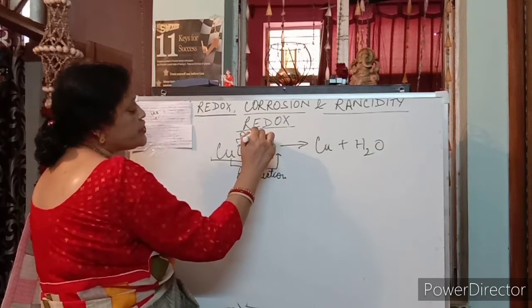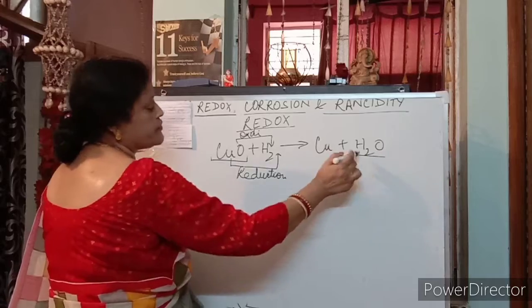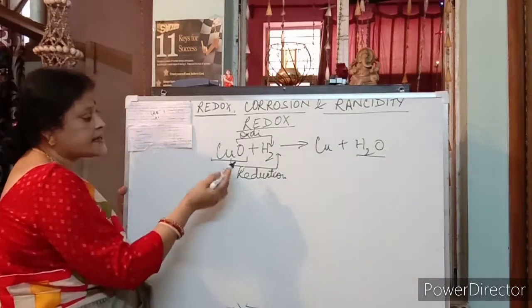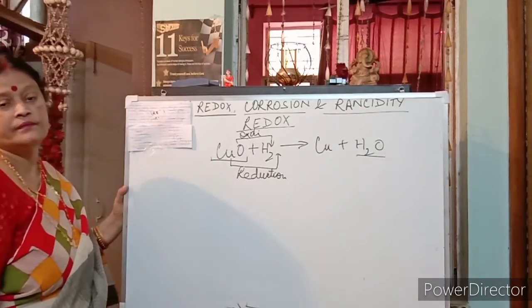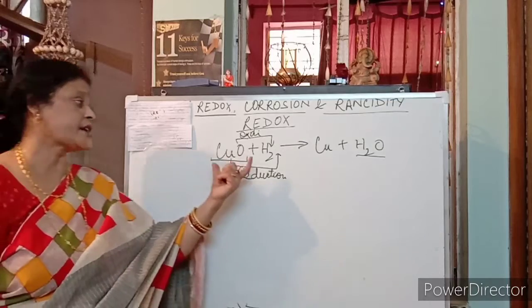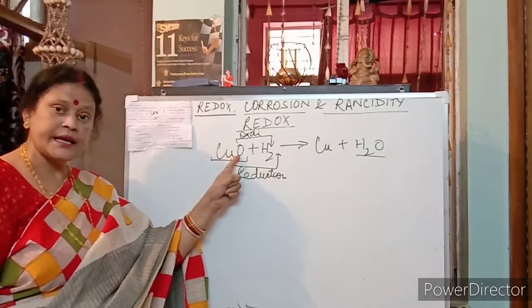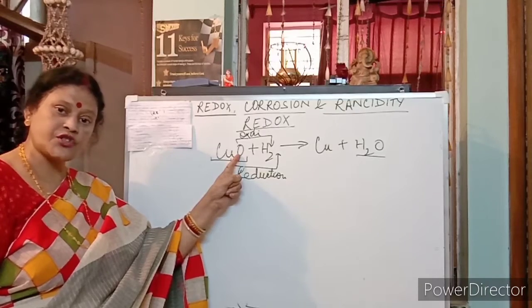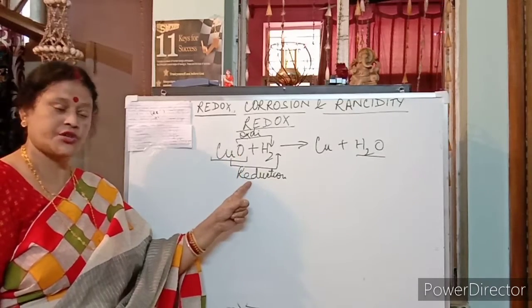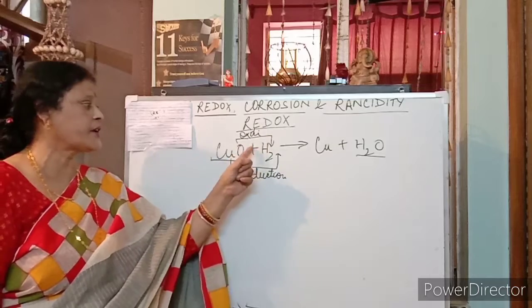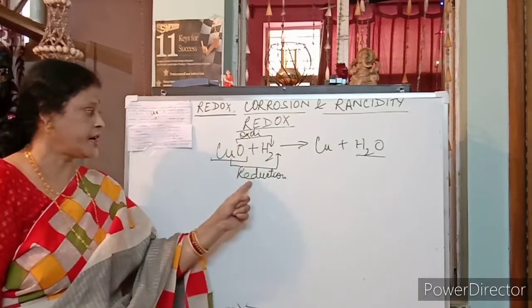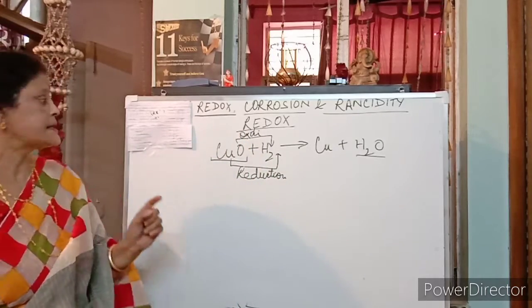That means oxygen is added, that is, water is formed. So this is known as a redox reaction. Clear, students? When both the reactions are going on simultaneously, copper oxide is losing its oxygen. Removal of oxygen means we are talking about reduction. Addition of oxygen means we are talking about oxidation. So reduction and oxidation are going on simultaneously.